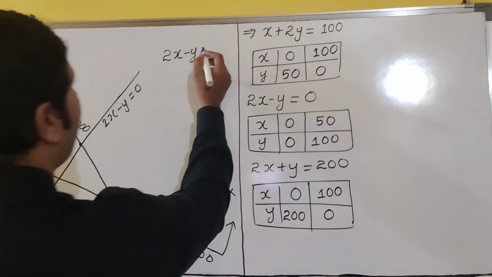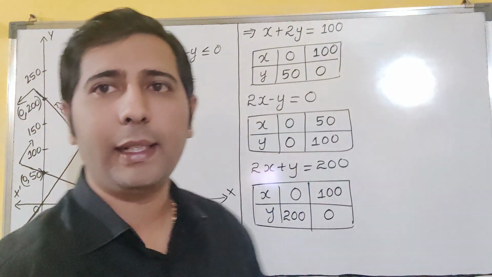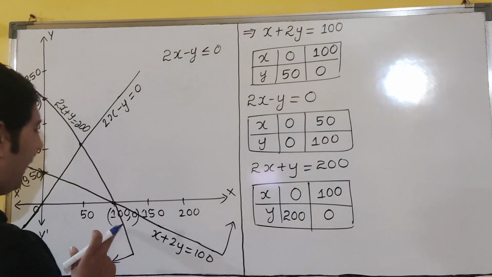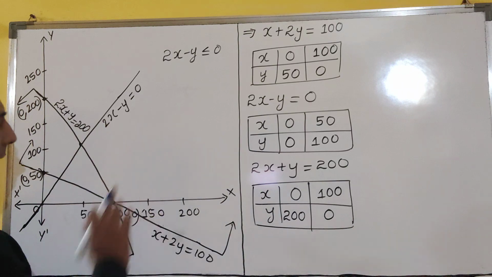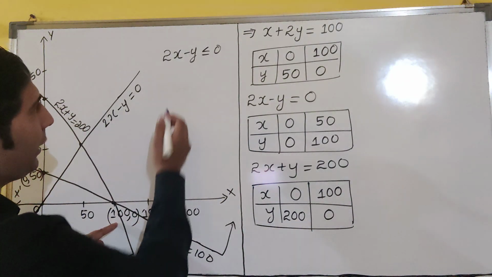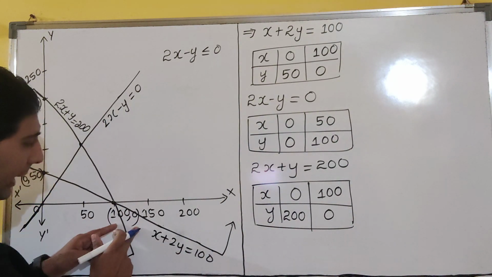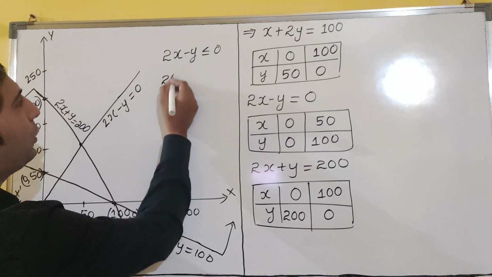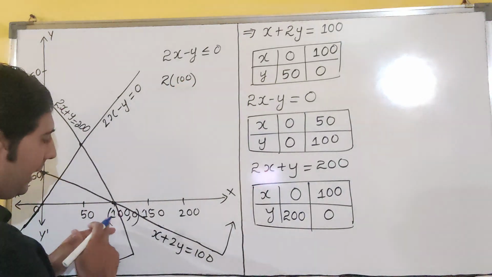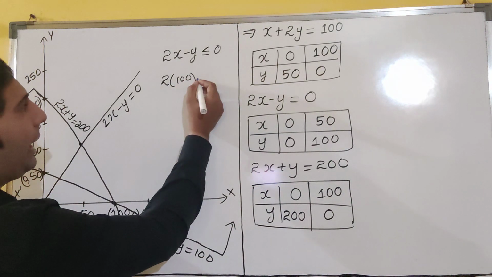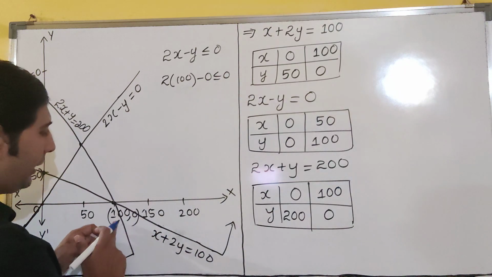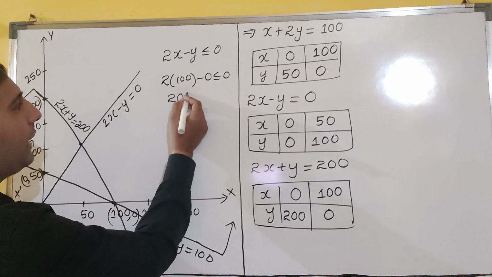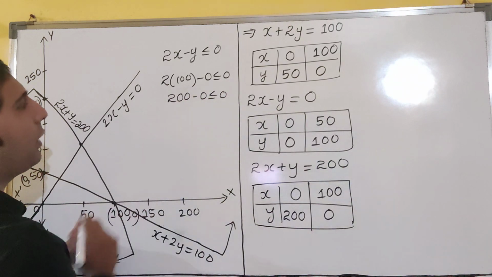2x minus y is less than or equal to 0. They have given this one. So you put any value, this or this, any one. I will take 100, 0. Put this point in this. So 2 into 100, what is the value of x? 100. 2 into 100, y is how much? 0. What is the value of x? It is 100, put it in, and the value of y is 0. 2 into 100, 200 minus 0 less than or equal to 0.